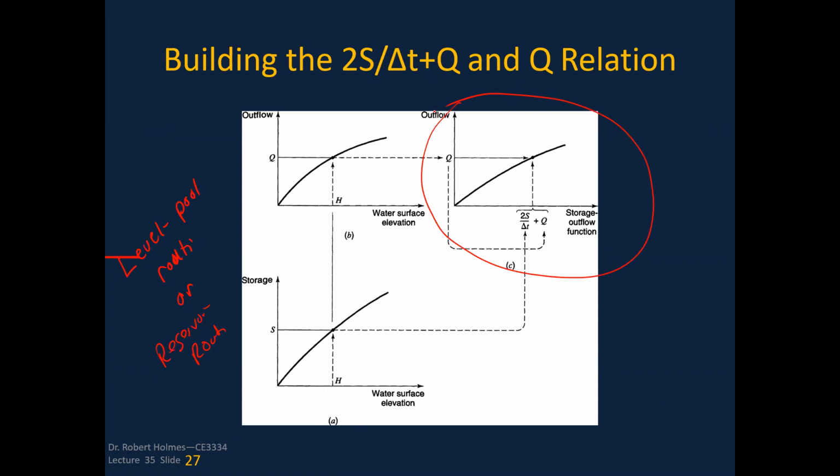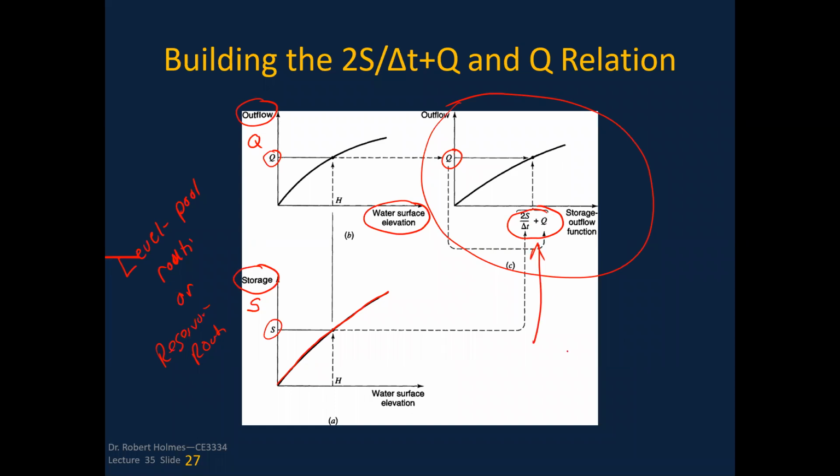The way we come up with that is we have some relation between the elevation of the reservoir and storage, which is the S value, and between the elevation of the reservoir and outflow, which is the Q value. We can put those together for like values of elevation. We can know what the outflow is and what the storage is. So we can build a relationship between Q and this storage outflow function, which is 2 times the storage divided by delta T, plus Q.